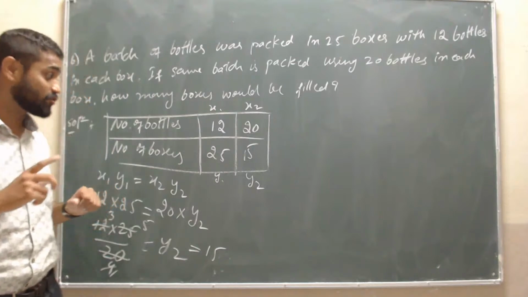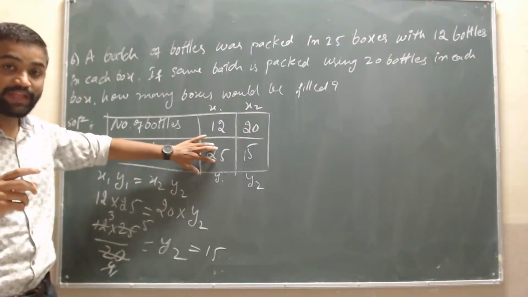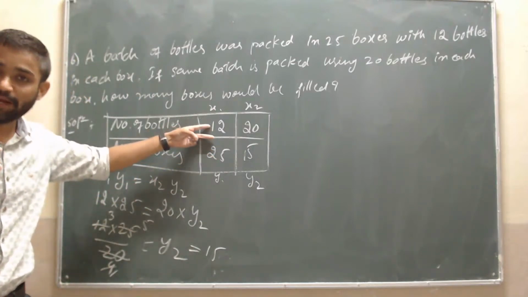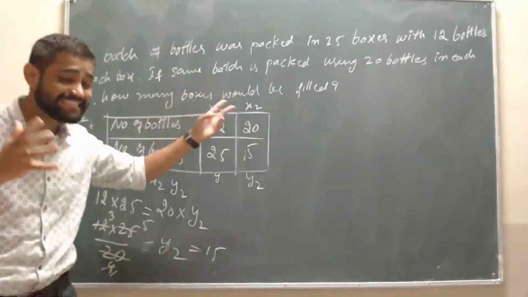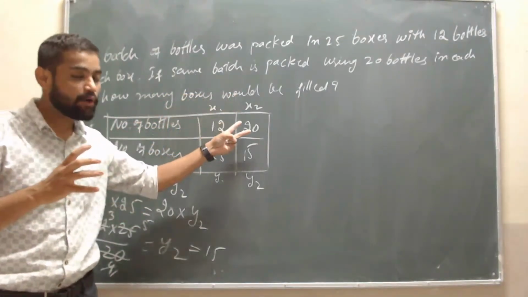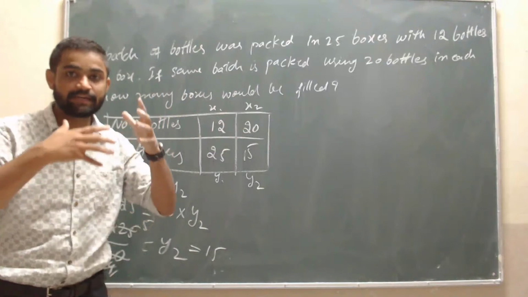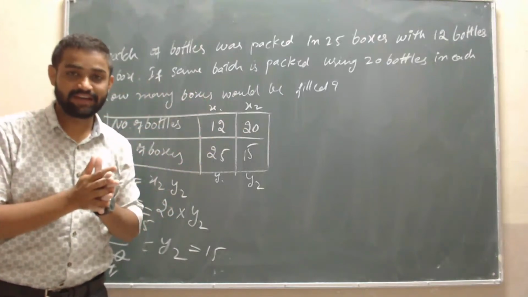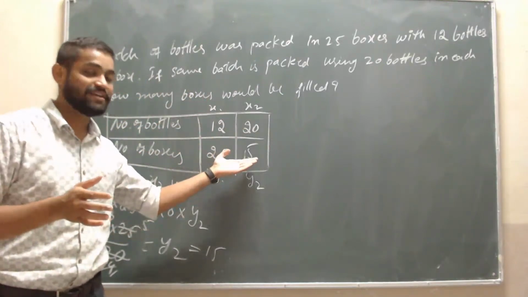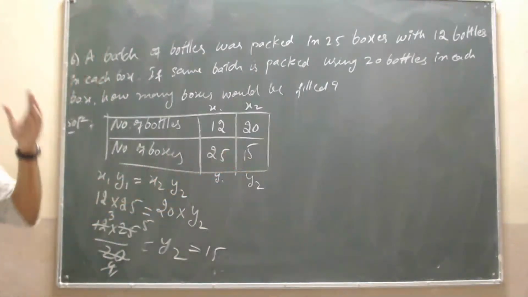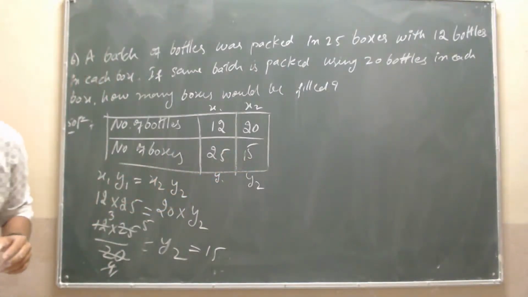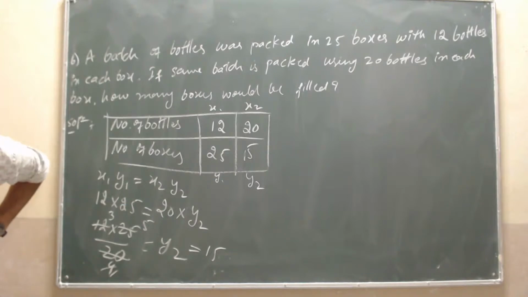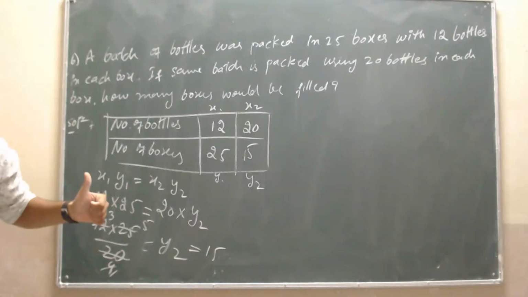Okay, you must understand the question. There are 25 boxes and each box is filled with 12 bottles. And here he is adjusting 20 bottles in one box. Then how many boxes will we fill? Yes, there are 15 boxes. Very good, students. 300 is equal to 300. Then we can say that your answer is correct.